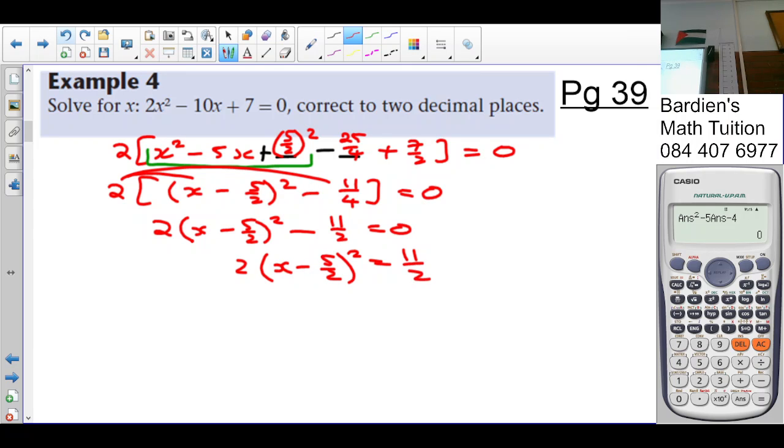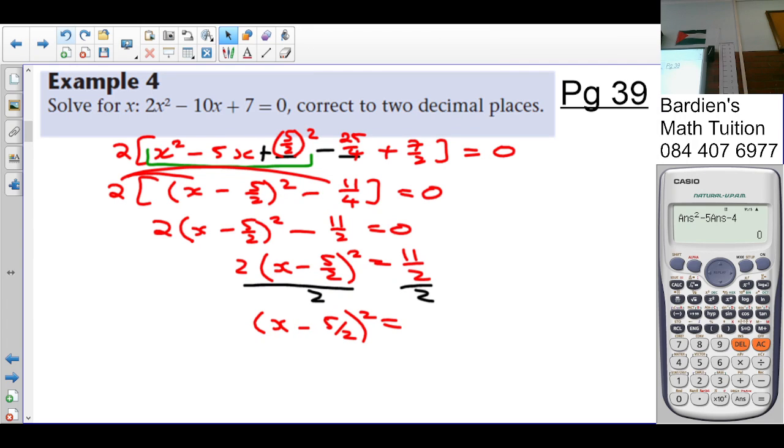Now what do I do? Divide by 2 both sides. Okay, so I got x minus 5 over 2 squared is equal to, put that in the calculator, 11 over 2 divided by 2. 11 over 4. Right, 11 over 4. Now what?